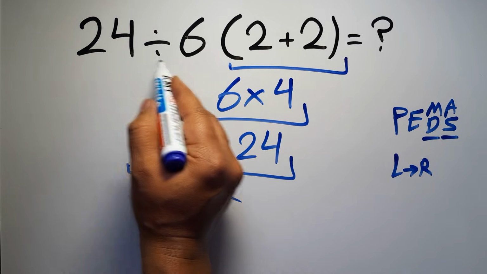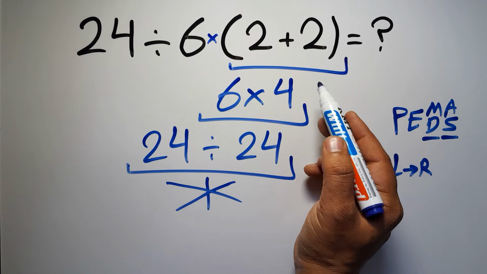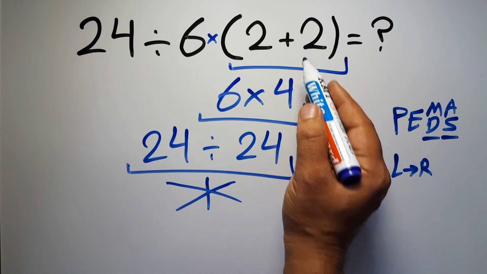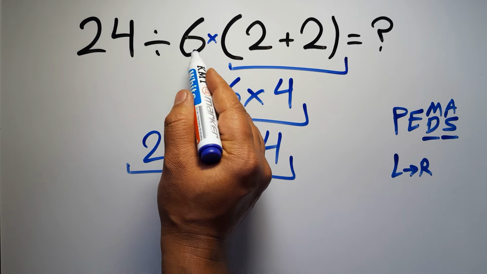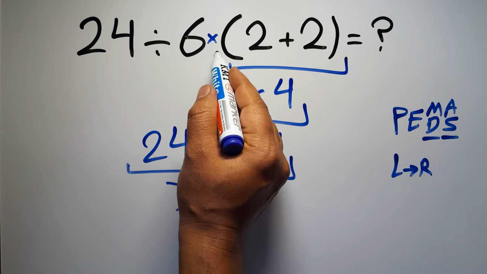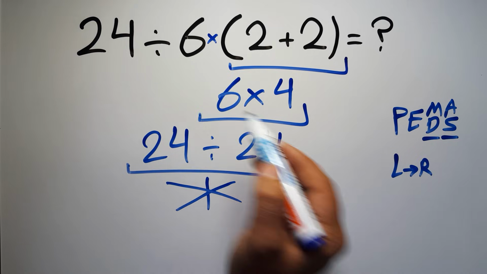In this expression, we have one division, one multiplication, and one parenthesis. Inside this parenthesis, we have one addition. Here we have a multiplication. Because in mathematics, when a number is placed next to parentheses, it means multiplication. And we usually don't write the multiplication sign for brevity.